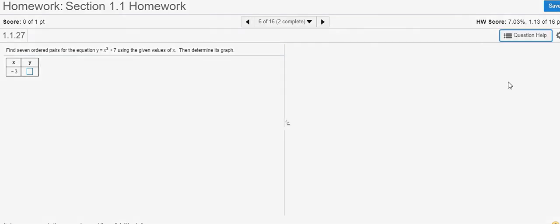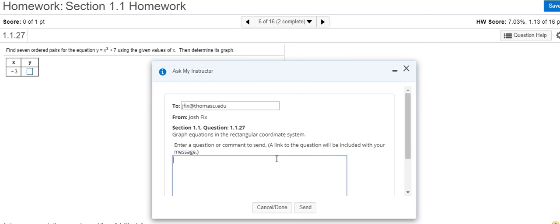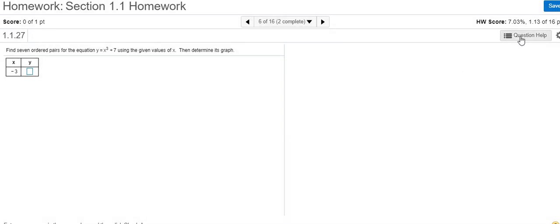Let's just say you're like, oh my gosh, I have no idea how to do this. Then you can click on Ask My Instructor and say, Professor Fix, I'm having difficulty with this question. I'm plugging in -3 and I'm getting this answer. I don't understand why my answer is not matching up. That'll send to my email, and I can respond directly. It sends me a link to this exact question, and then I can take a look at it and provide you feedback via your email.